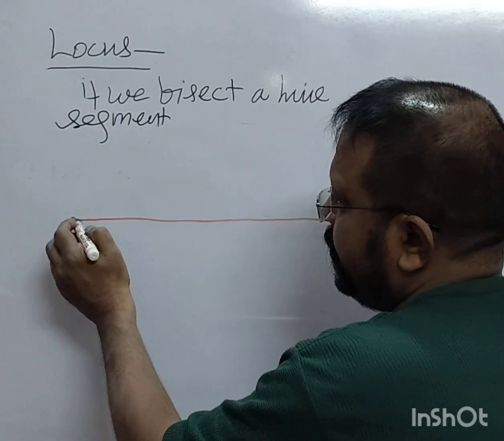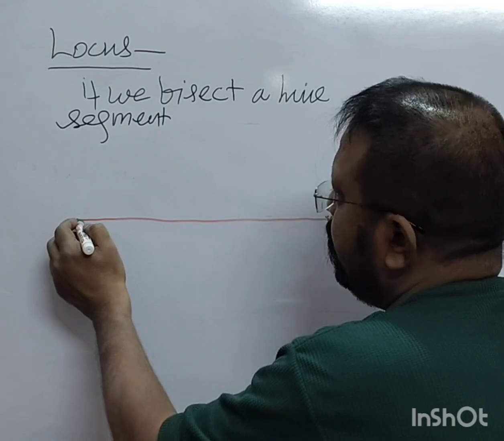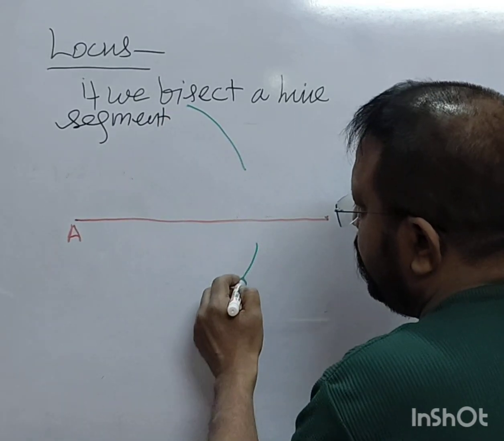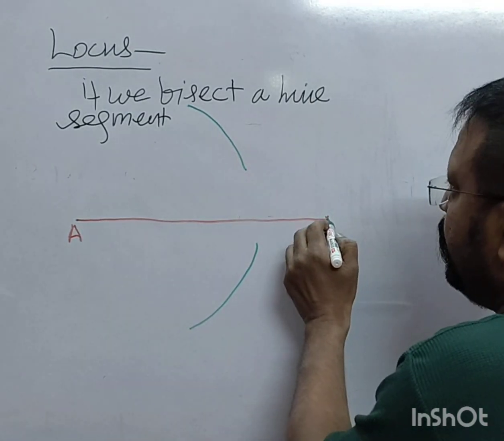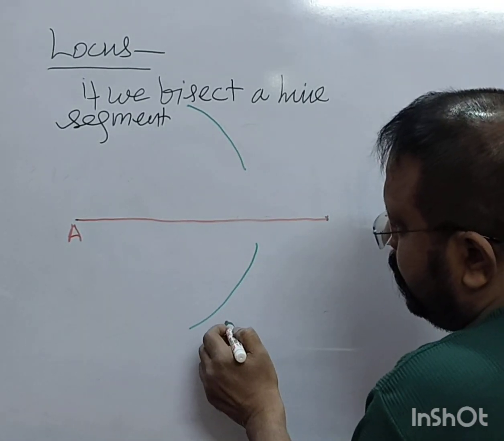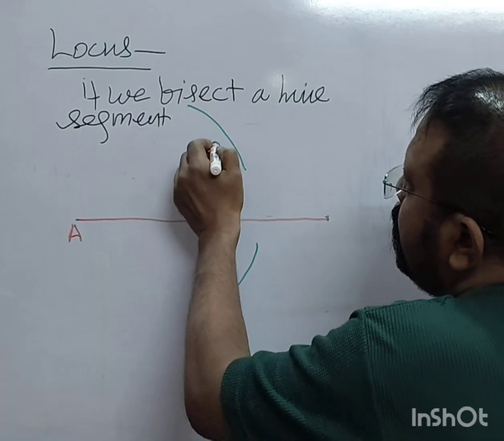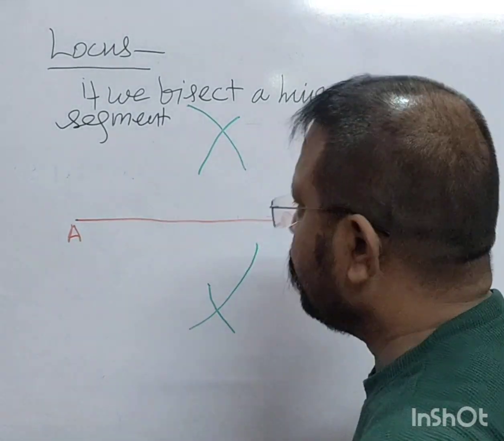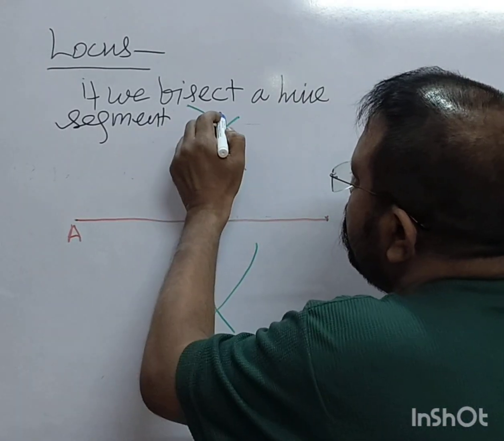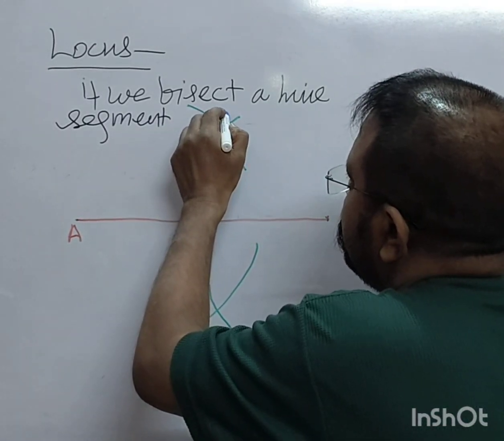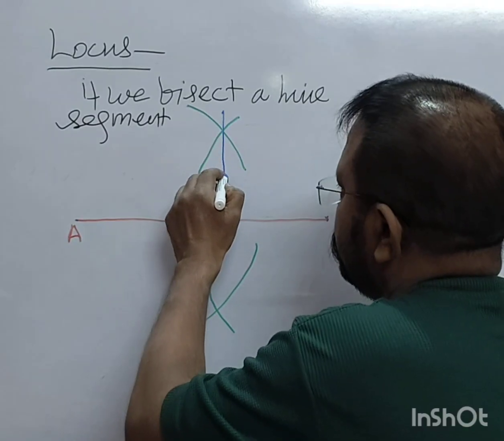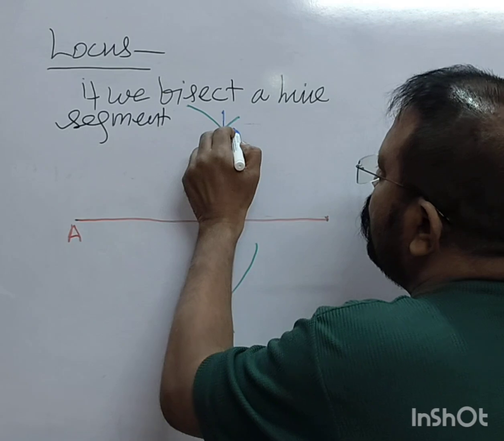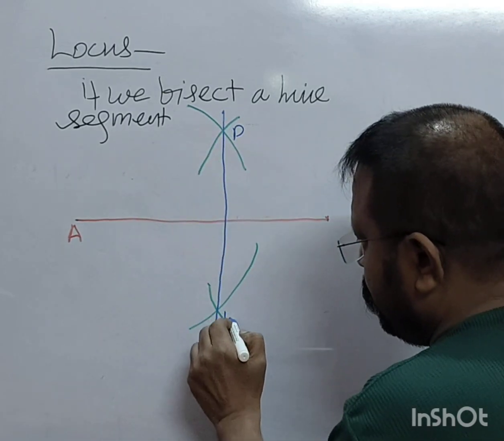To bisect a line segment, you put your compass here, take an arc like it is here, and it is here. When you put it from here, then you get here and you get here, right? Now when you join this line, this is what? This is PQ. Say this is PQ.